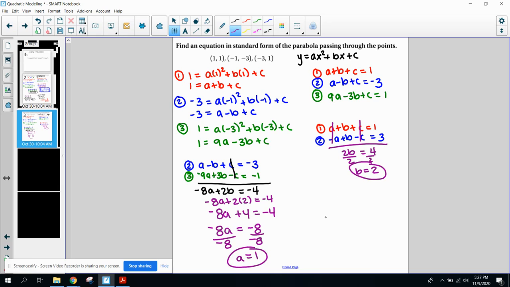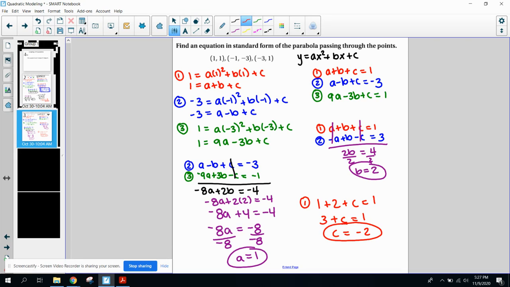So now I have a and I have b. So now I can just go to my original problems and solve for c. So I'm going to use equation 1, and I'm going to use my a, which is 1. I have plus my b, so plus 2, plus c equals 1. So I get 3 plus c equals 1. So c is equal to negative 2.